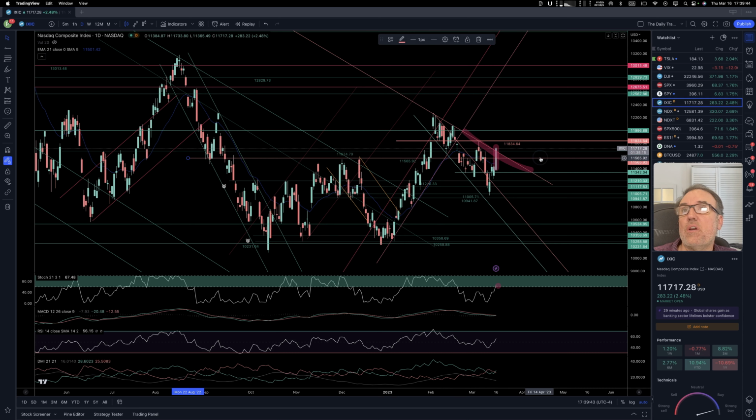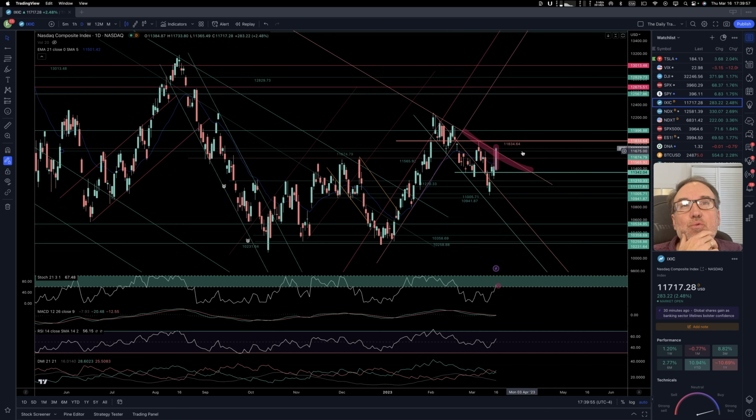11,834 right here. This one is a little bit less important right now. This one is also quite important right here. So basically, if we get over 11,834, then we have everything else to tell us that we can use it as a de-risked buy signal.